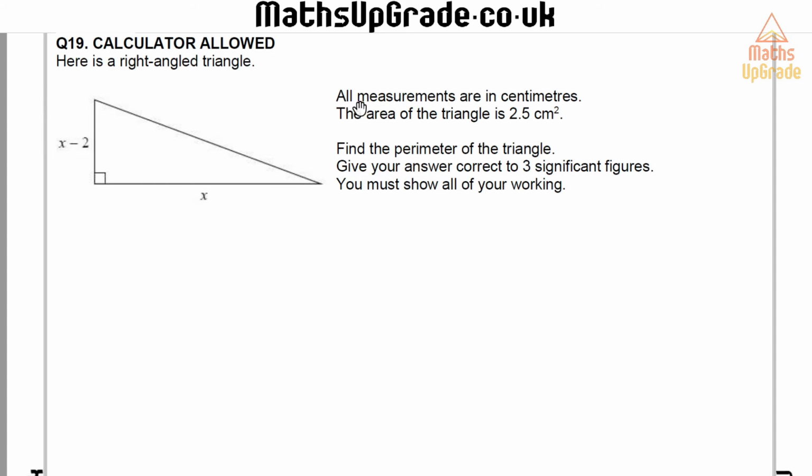It tells me here that the measurements are in centimetres and the area of the triangle is 2.5 centimetres squared. Find the perimeter of the triangle. Give your answer to 3 significant figures. You must show your working.